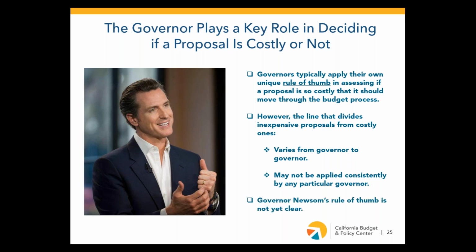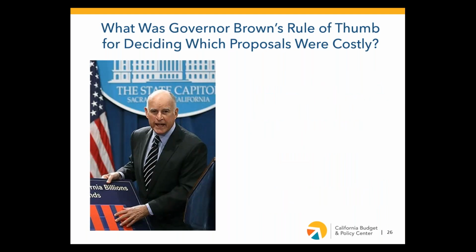Now, Governor Newsom's only been in office a couple months. At least in my view, we don't know what his rule of thumb is yet because we haven't gone through one full budget process with Governor Newsom leading the way there. So some of my co-presenters may have some of their own ideas about that. But we do know what Governor Brown's rule of thumb was for deciding which proposals were costly. Again, Governor Brown completed his final term as governor just a couple months ago.